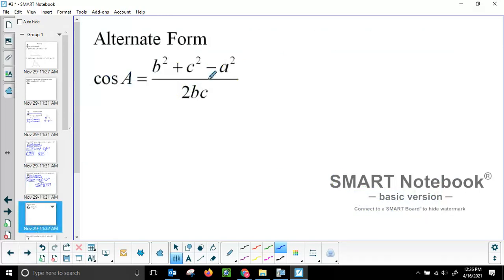Okay, this is an alternate form. Basically, all this does is take that original form that we've just been using and solve it for cosine of A. That's all this formula is. This one will also be given to you on your formula sheet.